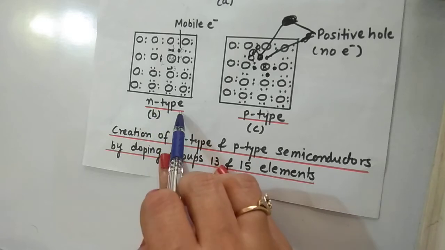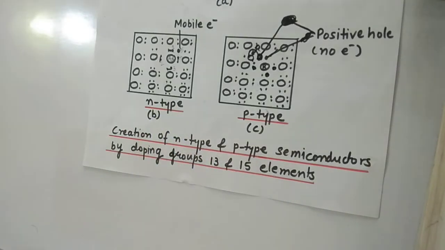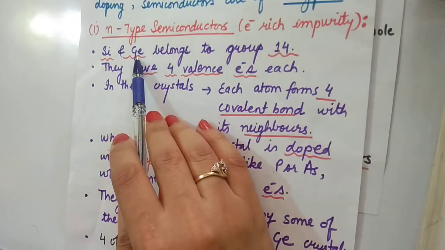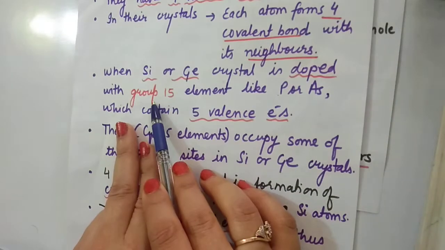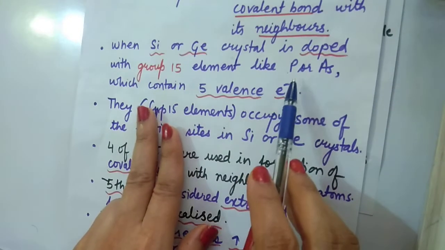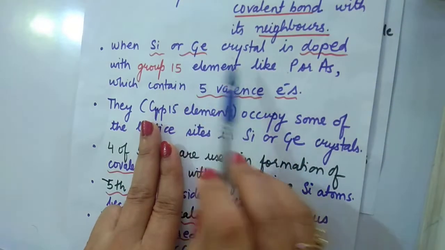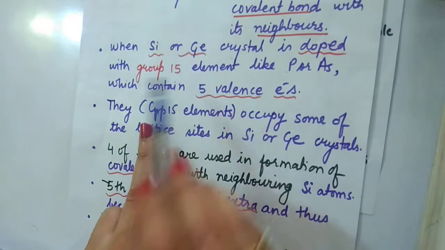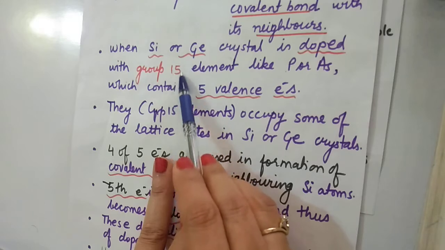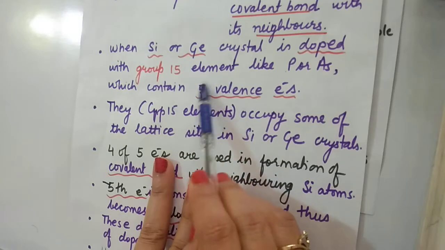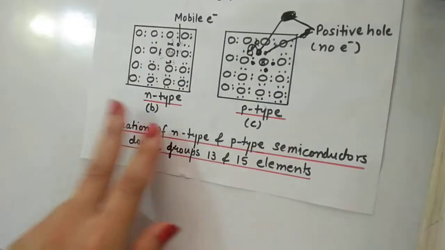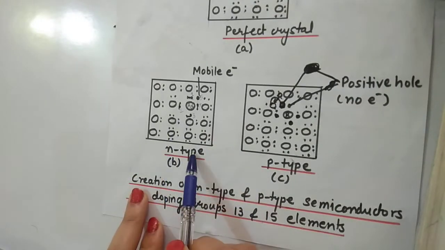Now when we talk about N-type semiconductors, what we'll be doing is we will be doping group 14 elements with group 15 elements. Now group 15 elements are phosphorus or arsenic. What we'll do, we'll add phosphorus or arsenic to silicon or germanium atom. Now group 15 elements have 5 valence electrons. So this is N-type semiconductor.